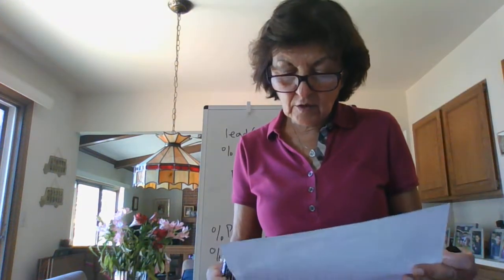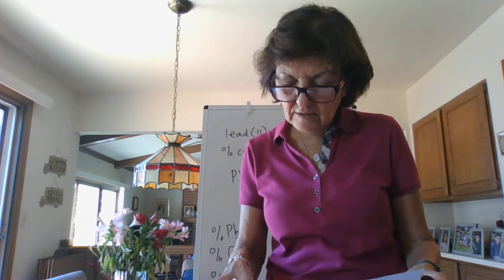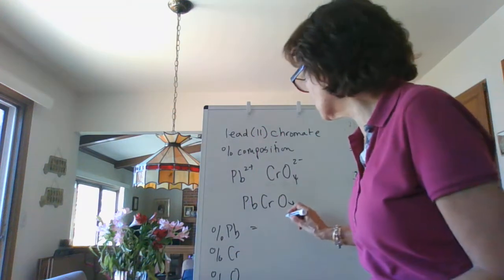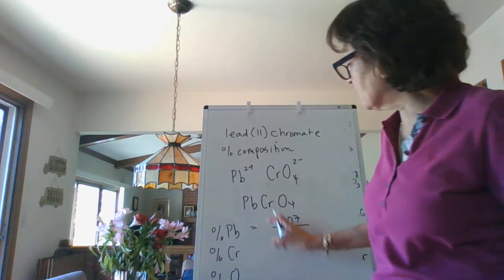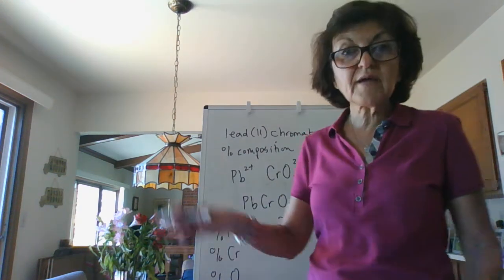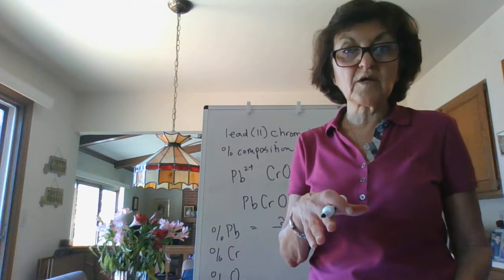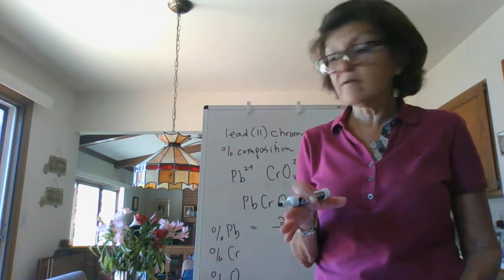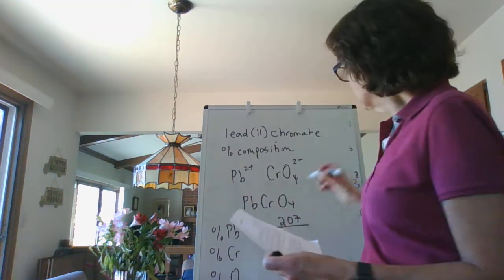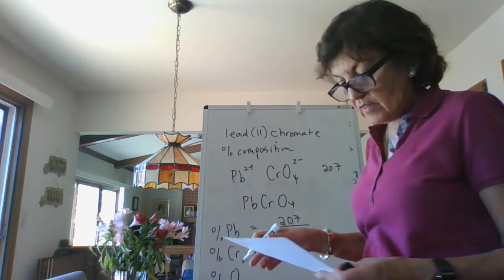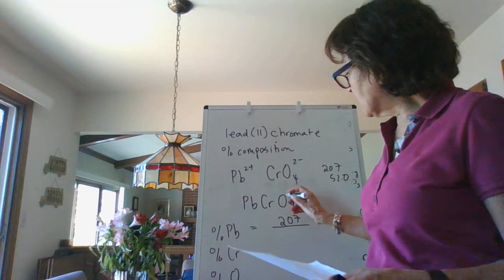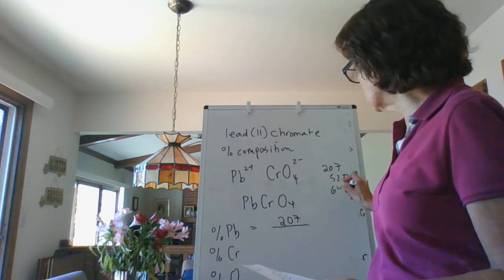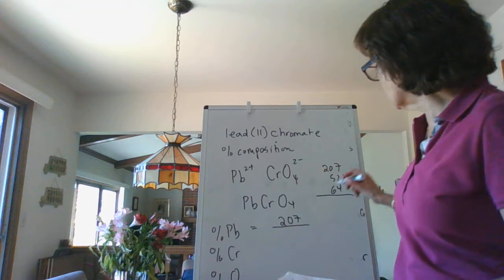So we go to the periodic table and we look up lead, and we see that it's 207.2. So I'm just going to write 207. So 207 divided by, now you have to write down the molar mass of the whole lead-2 chromate, or the formula weight of the whole lead-2 chromate. So we're going to add the 207 with the chromium, which we just did as 52, and the 4 oxygens would be 64.